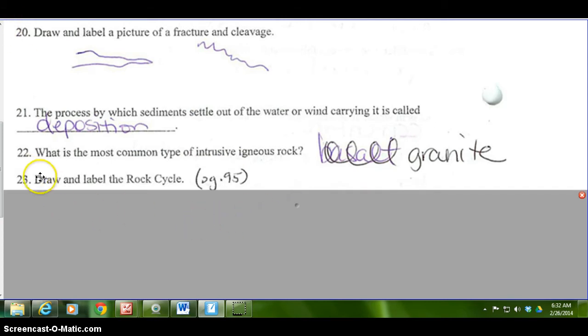Irvin's room. Number 23 says, draw and label the rock cycle. This is not on page 95, it's on page 71 in your text. We'll be going over that in class, but if you do have questions about your rock cycle diagram, please refer to page 71. There is a great example of the rock cycle.